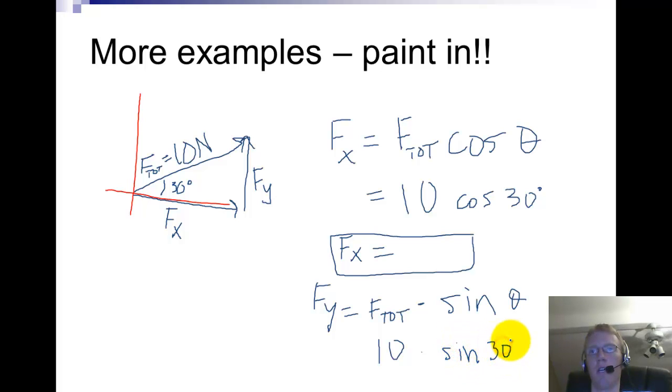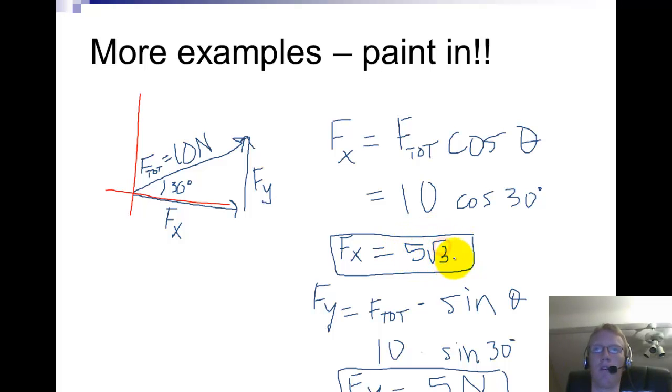And I don't need a calculator for that one, because you guys hopefully know that sine of 30 degrees is 1/2. So this is 5 newtons. And actually, cosine of 30 is root 3 over 2. So this is actually 5 root 3 newtons. But that's going to equal like 8 point something. Anyway, the point is, if you have a vector at an angle, you can resolve it into its components.